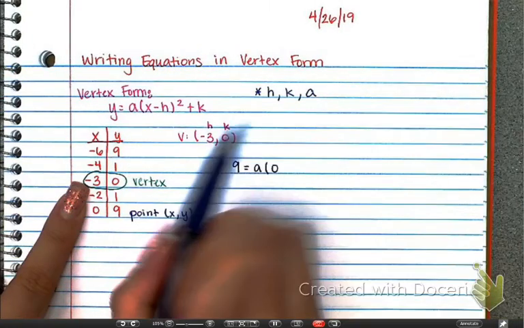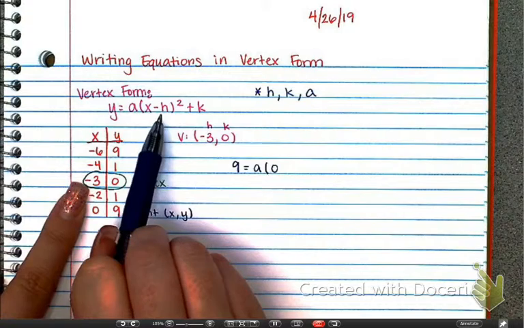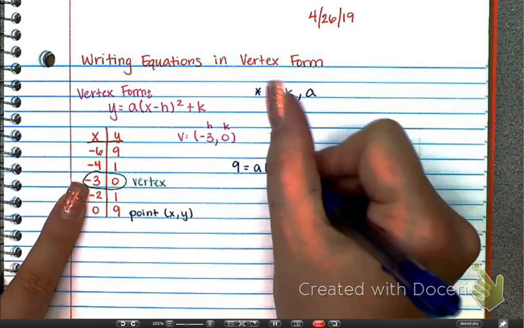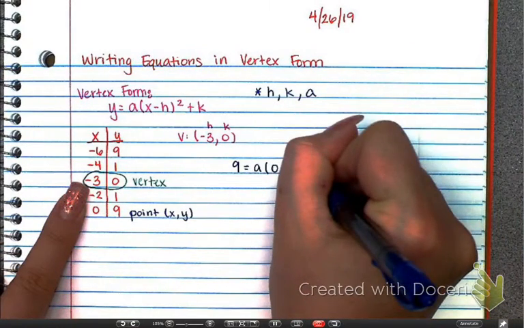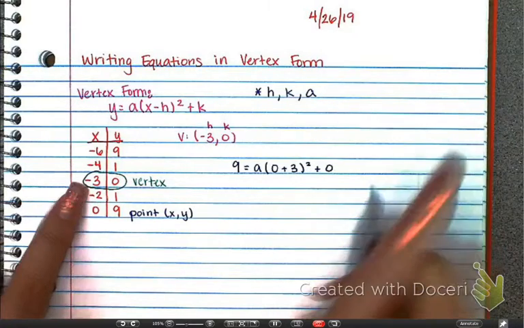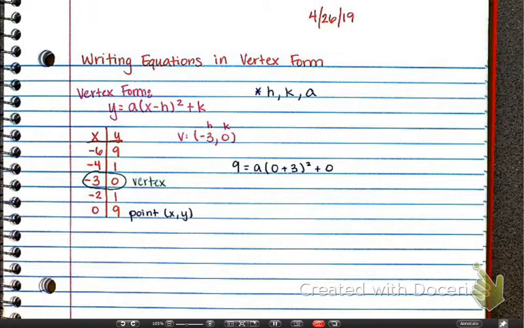H is negative 3. So what's going to happen? It's going to be a positive 3. And K is 0. So let's pause and make sure we got all of that. So I plugged in h, k, x, and y. Is there anyone that doesn't see how I plugged in h, k, x, and y? So I can do it again.